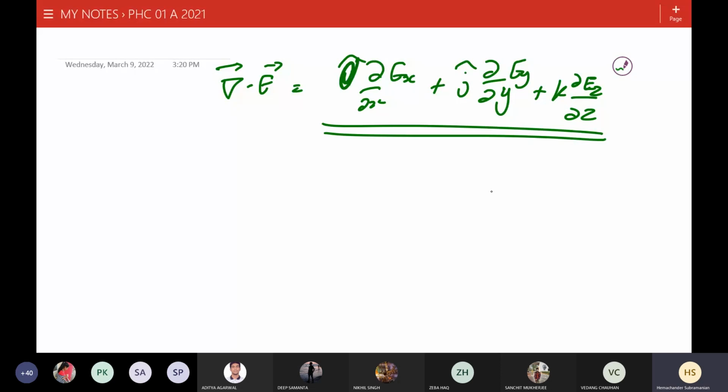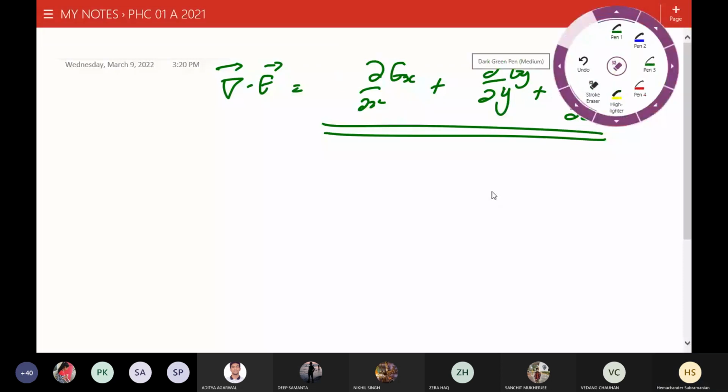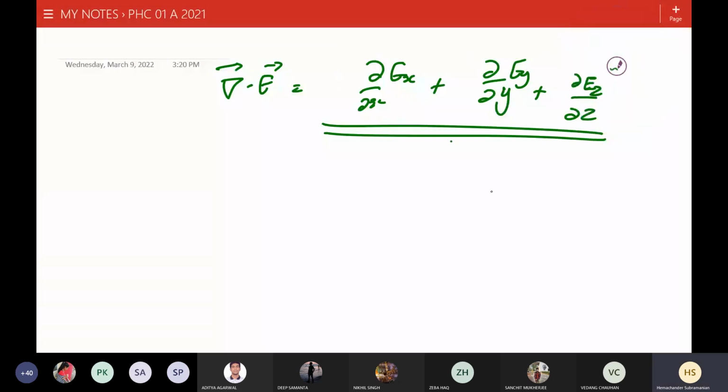Oh, sorry, there is no i, j, k. I'm sorry. It's dou Ex by dou x plus dou Ey by dou y plus dou Ez by dou z. That's it. That is how you measure divergence. How much Ex changes along the x direction, how much Ey changes along the y direction, how much Ez changes along the z direction.